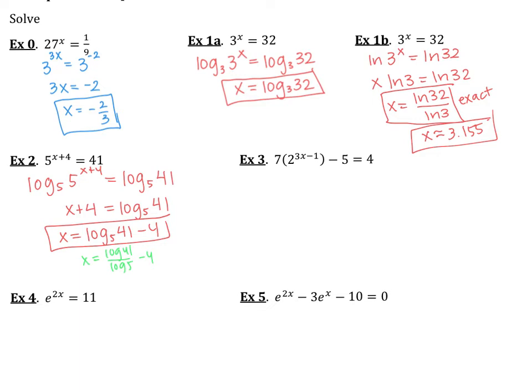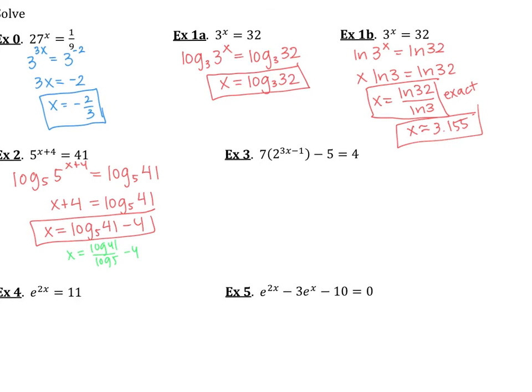Okay, example 3, still doing log stuff. Okay, I'm going to isolate that 2 to the 3x minus 1 situation. So I'm going to add the 5 over to the other side. So I'm going to get 9. Okay, now I'm going to divide by 7. Okay, let's see. I'm going to do log base 2. Again, you could do common log on both sides. You could do ln on both sides. Whichever way is easiest for you is fine with me.